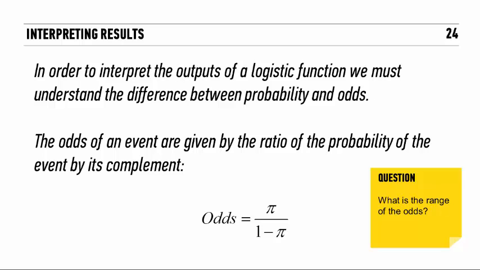So, what is the range that the odds could take? Zero to infinity. Yes. So probability is 0 to 1, and odds are 0 to infinity, because the probability could be 0, or the probability could be 1, or approaching 1, in which case this would be 1 over something very, very small, or 1 over 0.